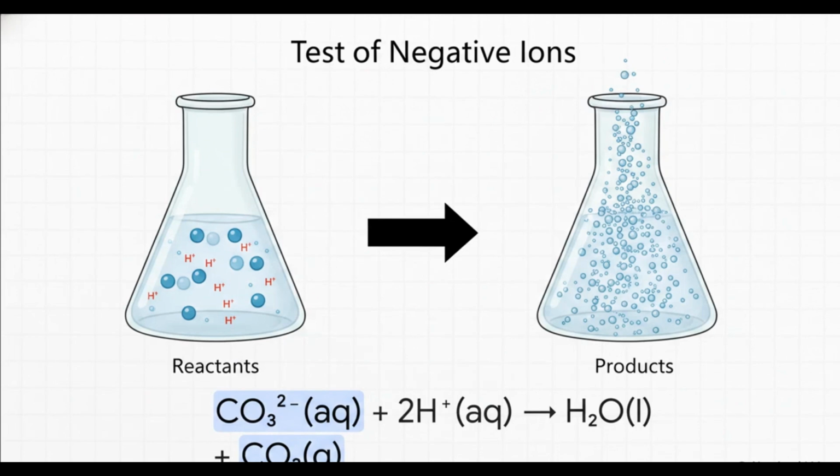This ionic equation shows you exactly where that fizz came from. The carbonate ions in your solution react with the hydrogen ions from the acid you added. This reaction breaks the carbonate down, forming water and, of course, the carbon dioxide gas that we saw bubble up.